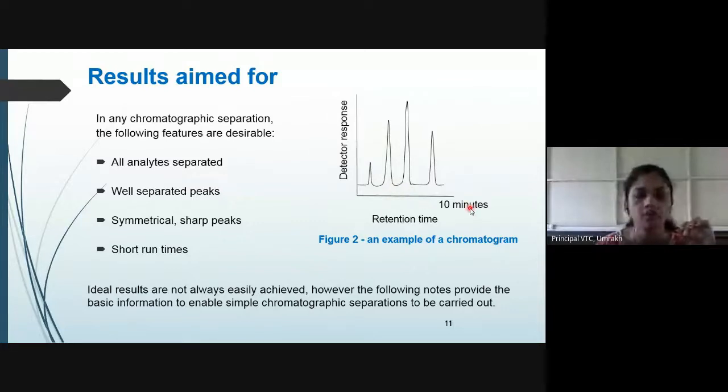Now, in any chromatography, what result are we aiming at? Whenever we go with chromatography, first of all, the analytes present in the mixture should be separable. All the analytes need to be separated. Secondly, they should give separated peaks. Here in the figure, you can see that the first, second, third and fourth peaks are properly separated.